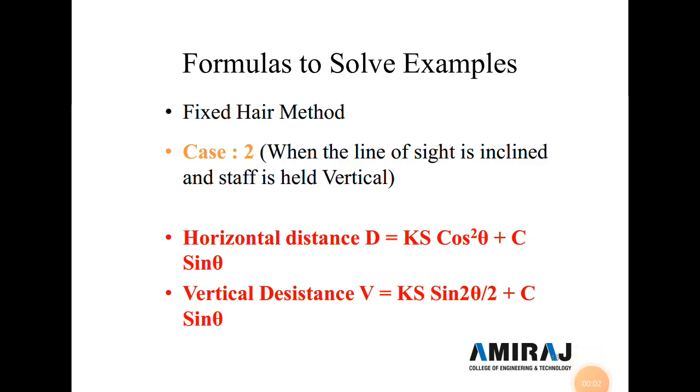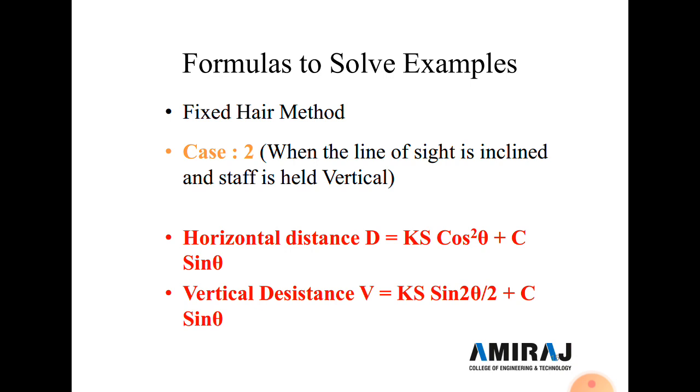Hello students, today we start examples of the fixed hair method, case number 2. Case number 2 is when the line of sight is inclined and the staff is held vertical. Here there are two equations for finding the horizontal distance as well as the vertical distance.